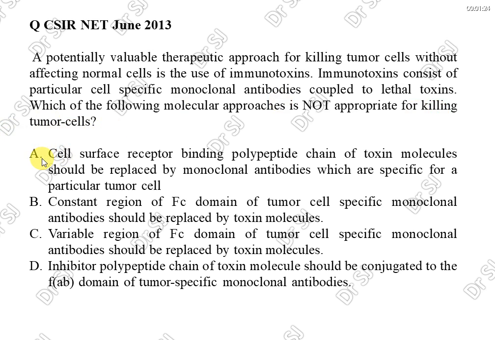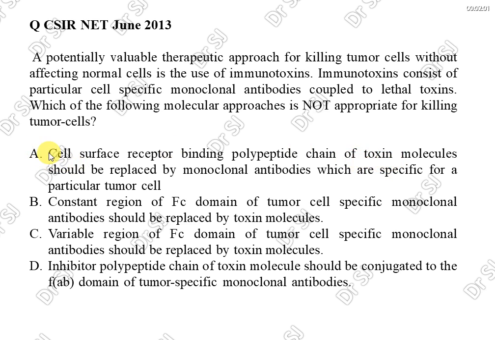Option A is: the cell surface receptor binding polypeptide chain of the toxin molecule should be replaced by monoclonal antibodies which are specific for a particular tumor cell. So imagine a toxin molecule that is capable of binding to a receptor polypeptide chain. If we replace the receptor binding polypeptide chain of the toxin molecule, it won't diminish its toxicity, right?